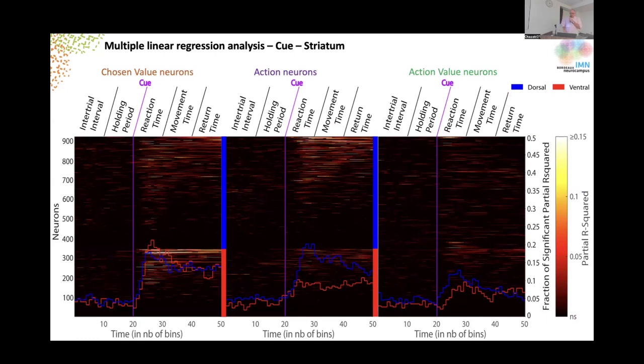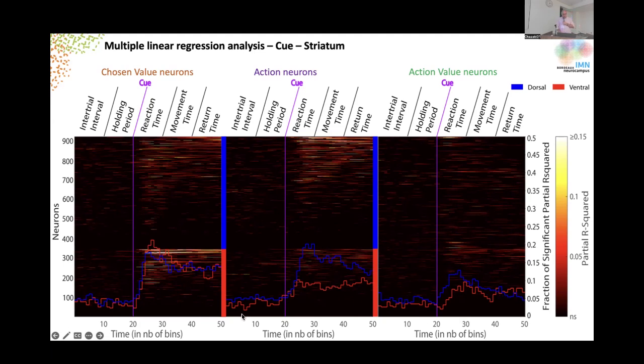So the first thing, this is the result first for the striatum, and what you can see is that in blue it's the dorsal striatum, and in red is the ventral striatum. So you can see that for chosen value neurons, you can find both of them in dorsal and ventral. For action neurons, you find much more in the dorsal than in the ventral, and for action value there is less.